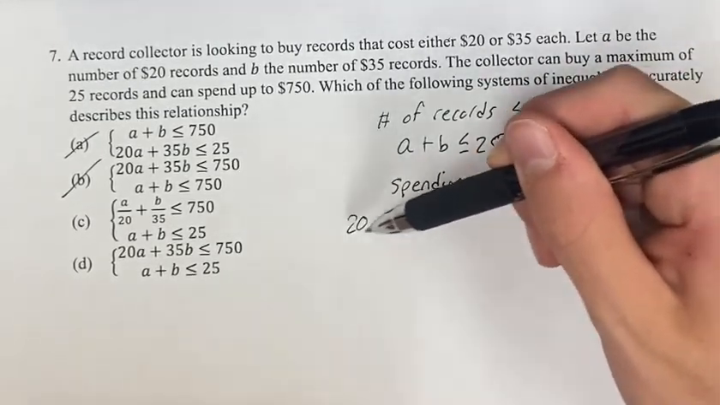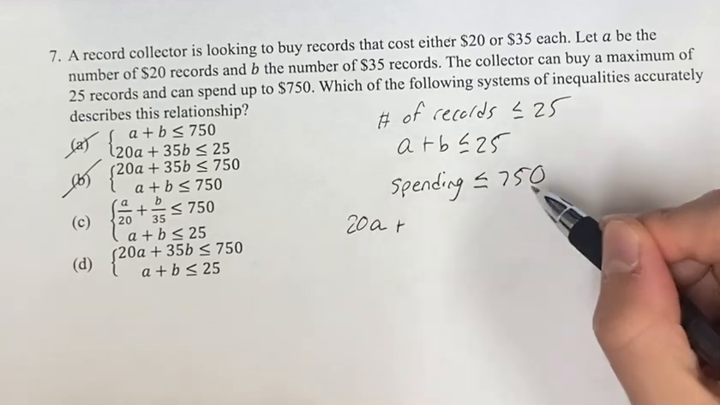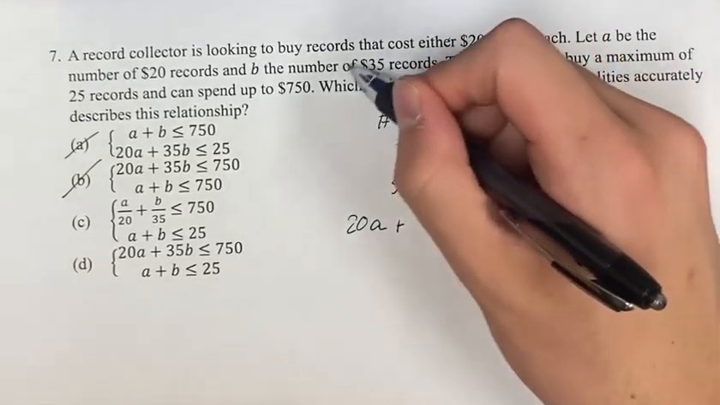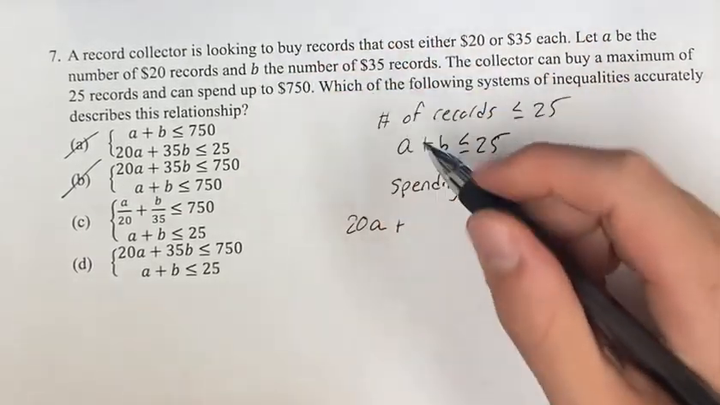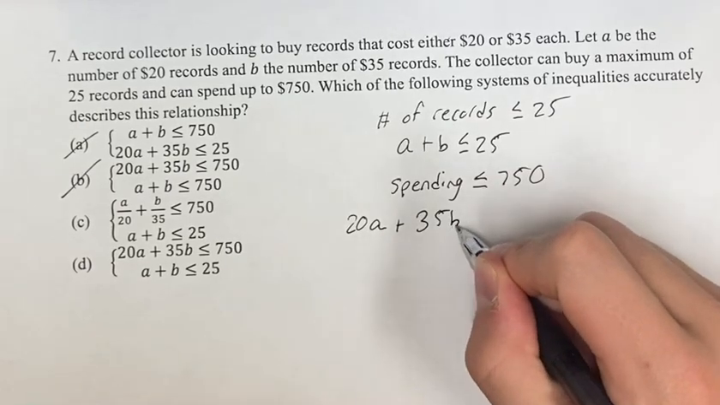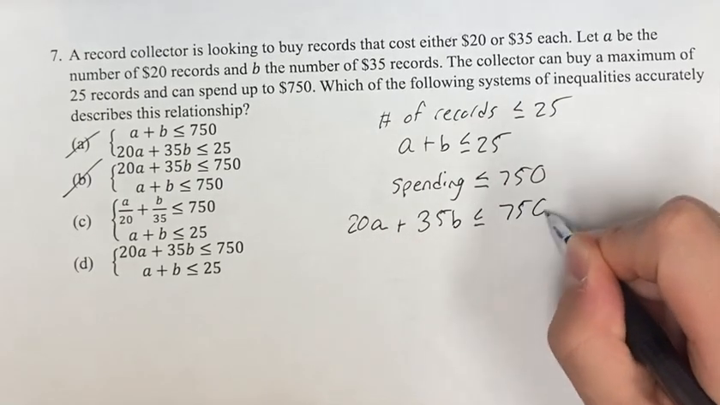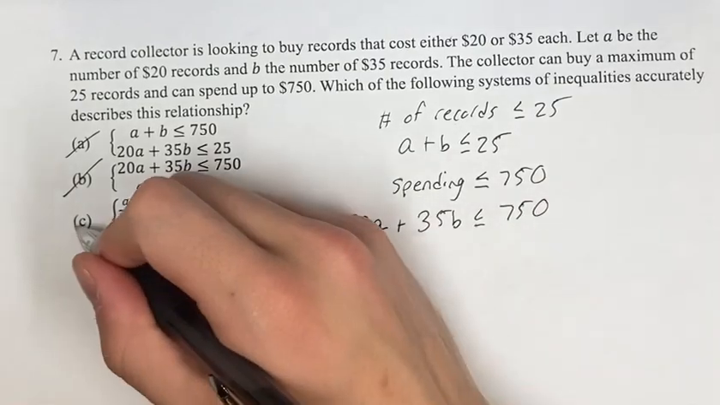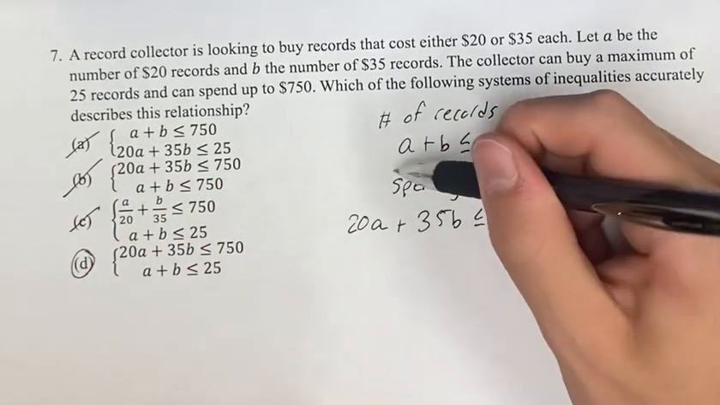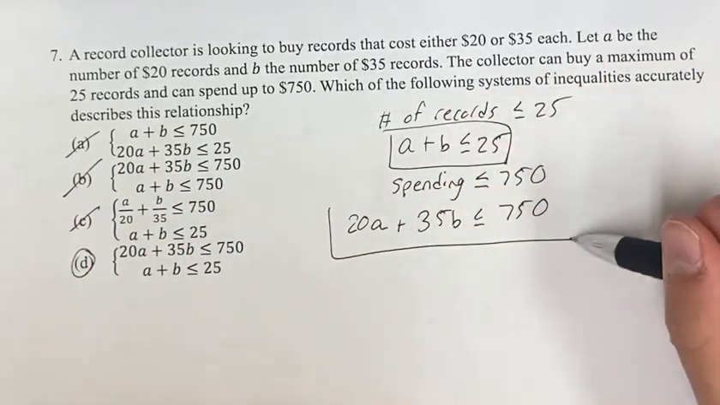So you have to multiply 20 times A. Plus the spending on B, it's a similar thing. You're multiplying the price of each record times the number of records. So plus 35 times B is less than or equal to 750. This eliminates C, and D is your final answer because it's the only one that has both of these for the relationship.